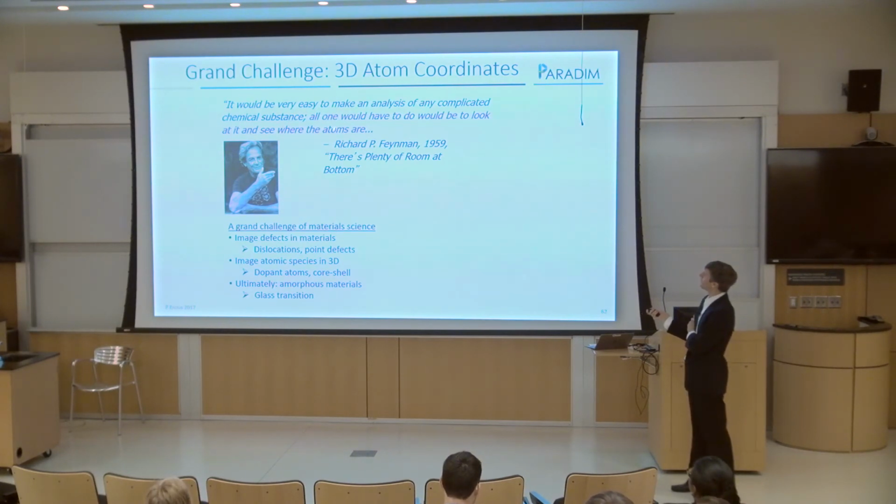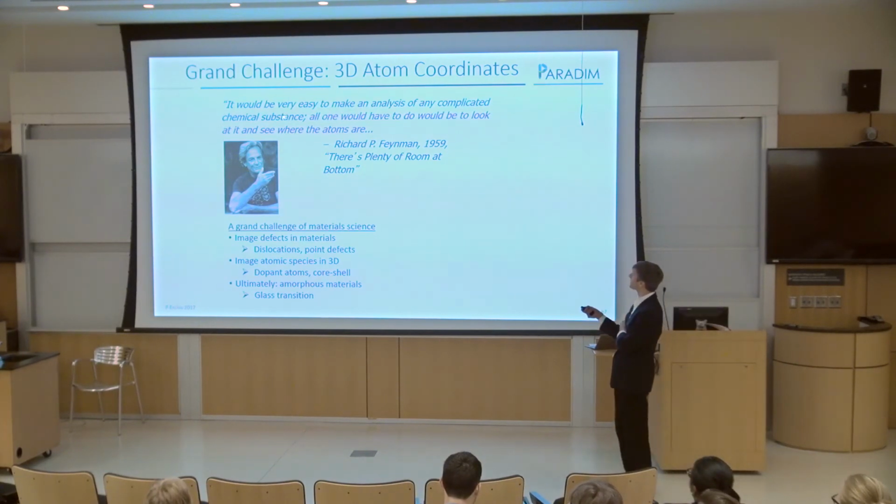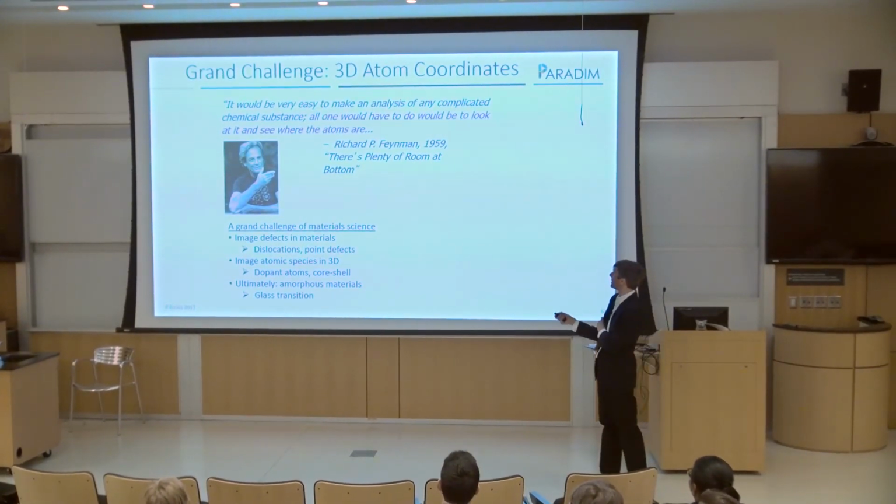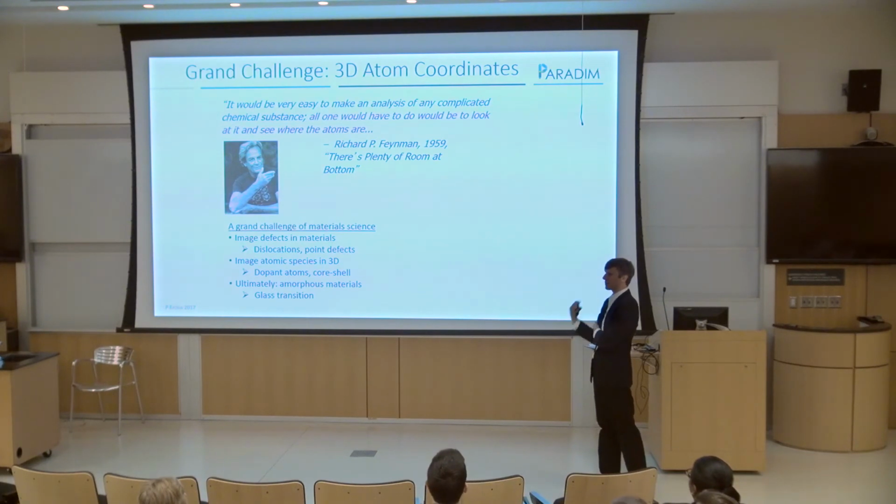So Richard Feynman gave this famous lecture, which basically started nanoscale stuff. It would be very easy to make an analysis of any complicated chemical substance. You just have to know where the atoms are. As I said, the building blocks of materials are atoms. OK? So this has been a grand challenge of material science and biology for a really long time. They just want to know where the atoms are. Then we can figure out the structure of the object. And from that, we can figure out what it does. Why does it do these various things?